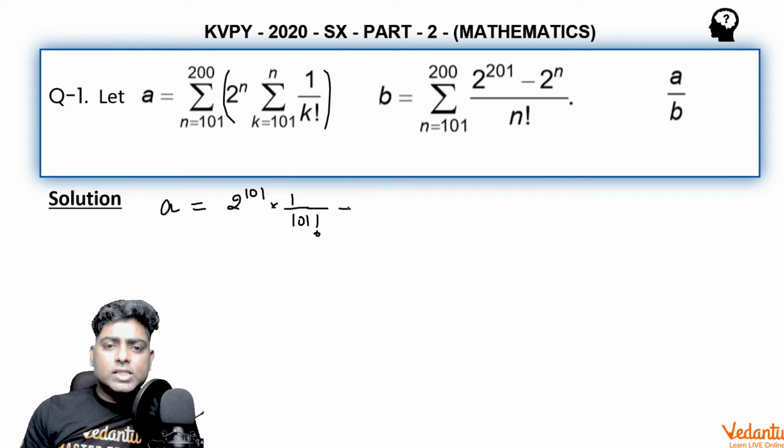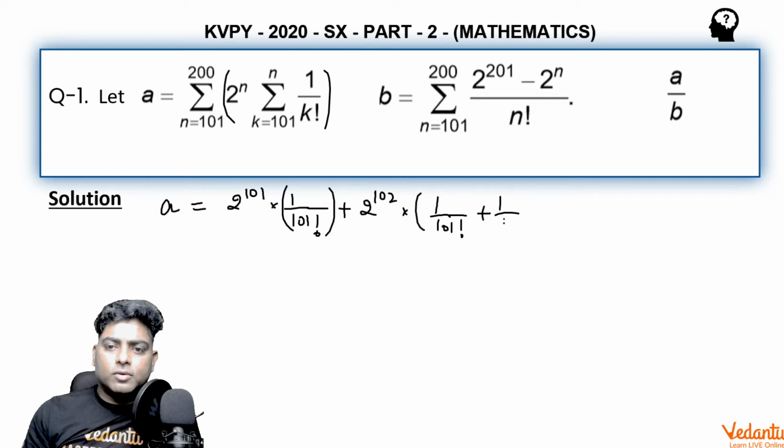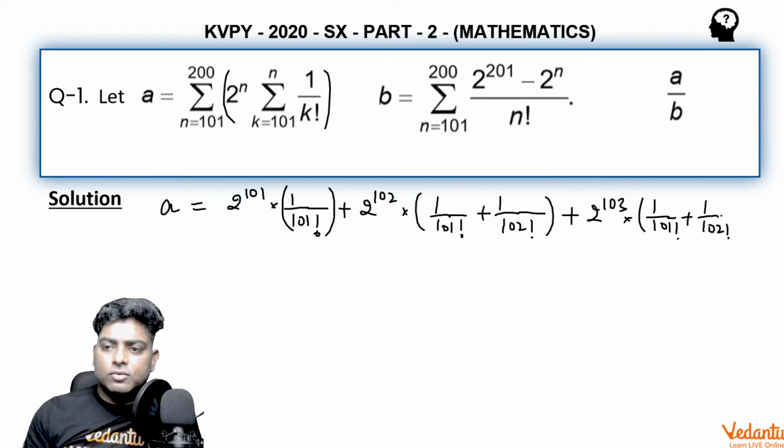And when n is 102, k is 101 and 102, so 1 upon 101 factorial plus 1 upon 102 factorial. When n is 103, options for k are 101, 102 and 103. So if you write a few terms now, and so on.